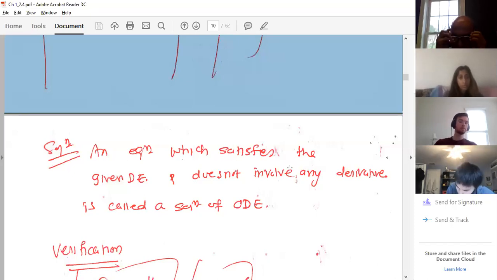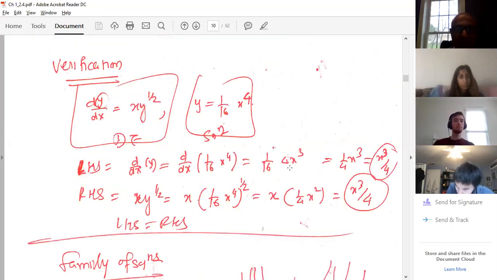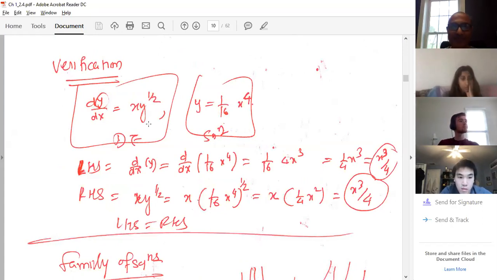Yes, sir. Let me take the verification of this problem. dy by dx equal to x y to the power half, and y equal to 1/16 x to the power 4. This is my differential equation, and this is my solution. I want to verify whether this one is a solution or not. How can I verify? This is dy by dx. Let me plug this value, my solution, over here. So I'm working with the left-hand side, and after that I'll work with the right-hand side.